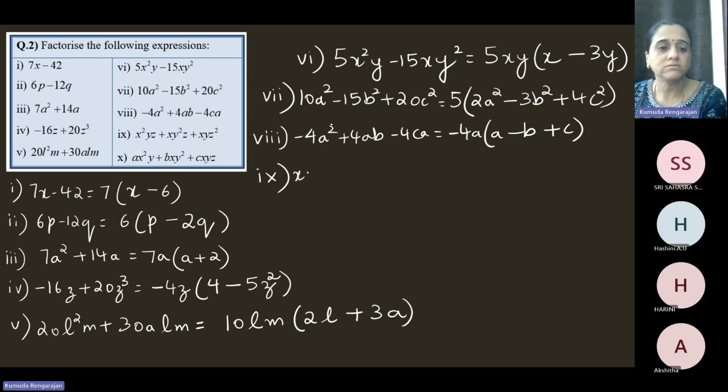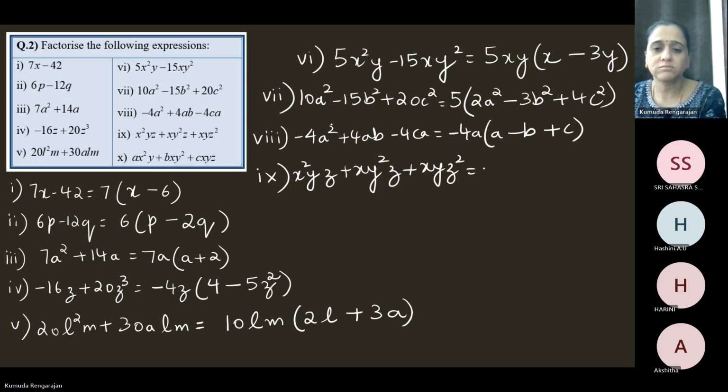Yeah, then x squared plus, yeah, how many terms? Okay, HCF? X, y, z. Okay, then? X plus y plus z. Correct.